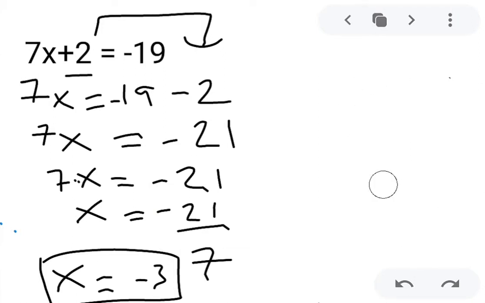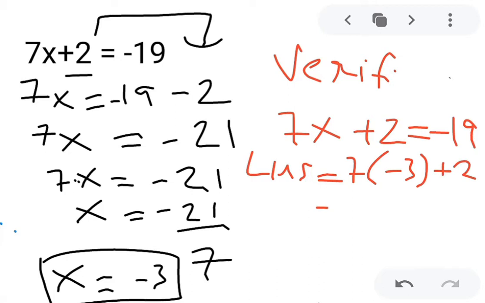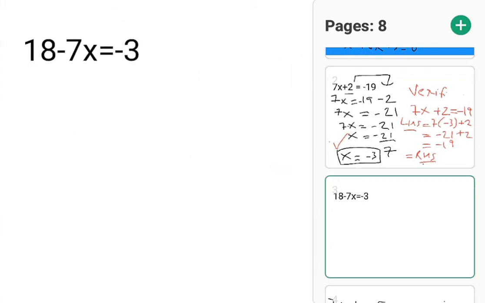How will you come to know that your answer is right or wrong? So here you can also do verification. How can you do verification? 7x plus 2 equal to minus 19. You have to take the LHS and substitute x over here. If your answer is the same as the RHS, that is, your LHS and RHS are the same, that means your answer is perfectly right. In the next steps, I'm not going to show you verification over here. We are just going to solve the sum.